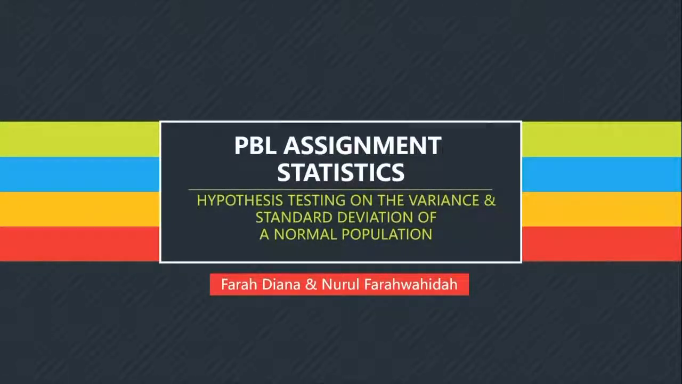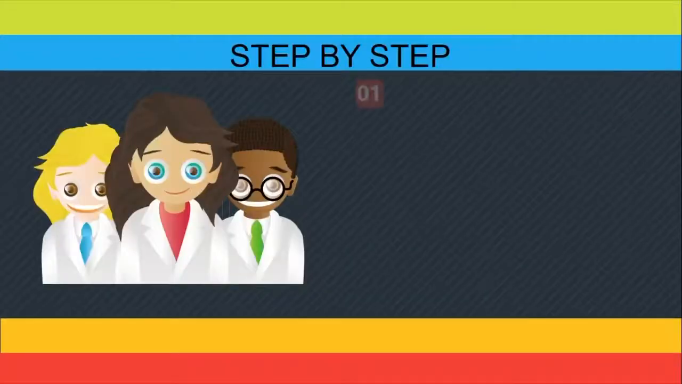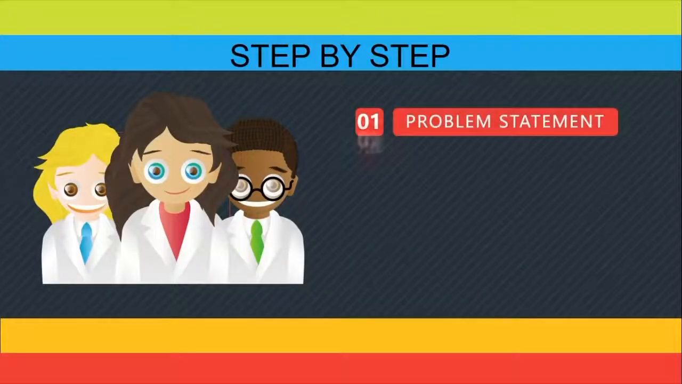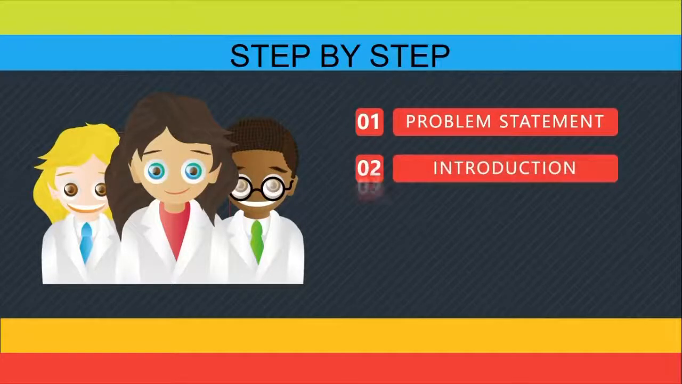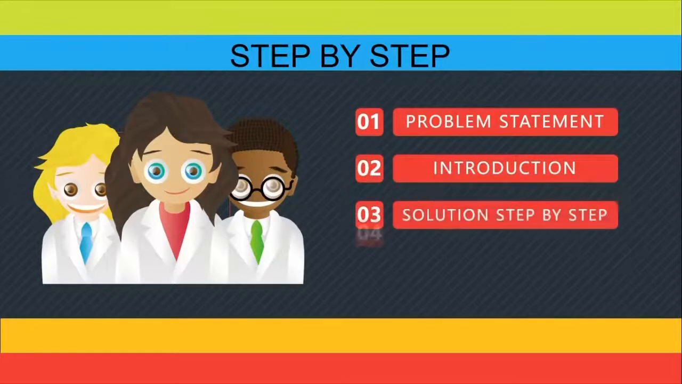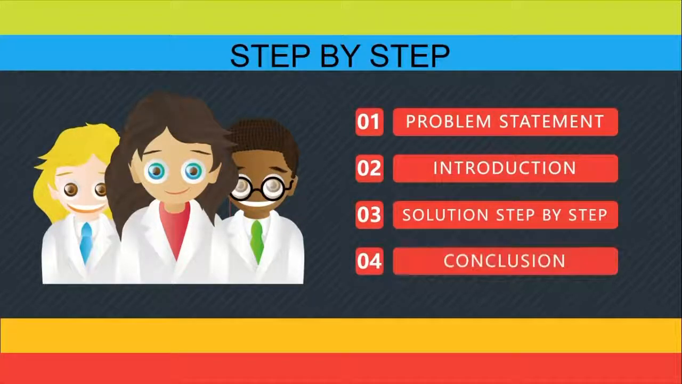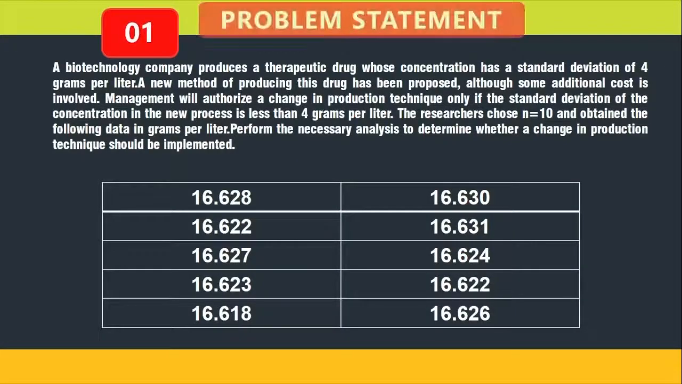Today, I would like to explain more about hypothesis testing on the variance and standard deviation of a normal population. So let me explain one by one. So, this is all the steps. The first one is problem statement. The second one is introduction. The third one is solution step by step and the conclusion.